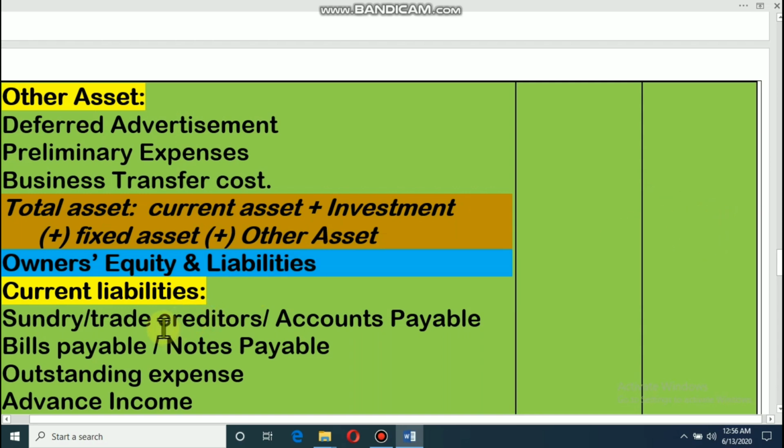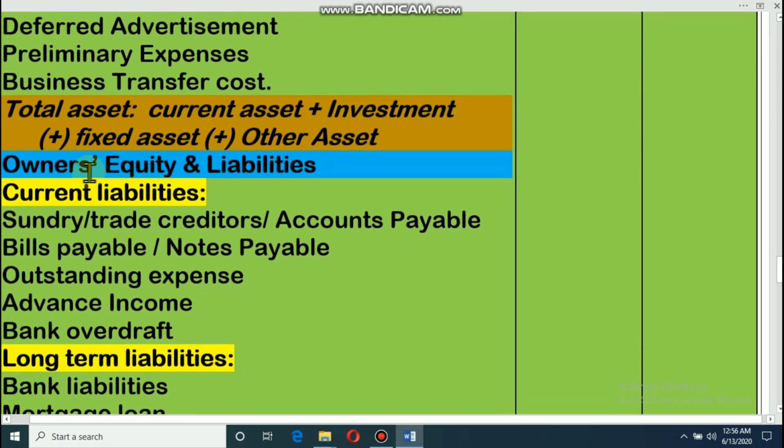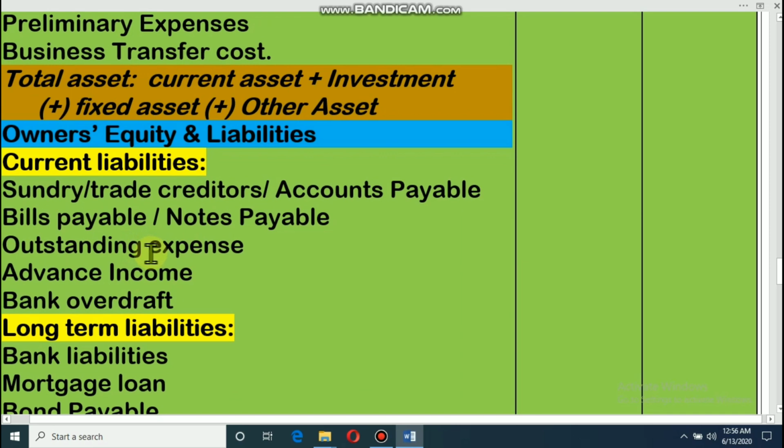Dear student, now liabilities and owner's equity. Dear student, in the last class we discussed owner's equity. We will write the owner's equity at first, then we will write the current liabilities. That means sundry debtors, sundry creditors, accounts payable, bills payable, notes payable, outstanding expenses, that means if any expense is due, then advance income, then bank overdraft. These are some examples of current liabilities. That means we have to pay these liabilities within a short time.